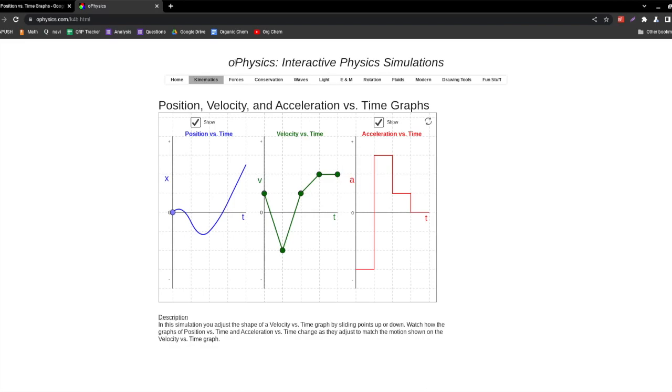In general, this website is pretty good for visualizing position, velocity, and acceleration versus time graphs. So hopefully the link will be in the description or the comments.